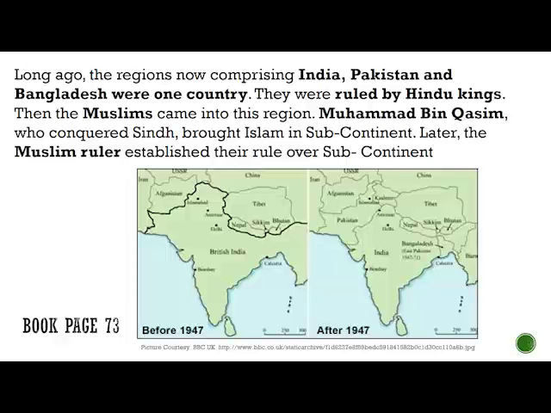So later on, आहिस्ता आहिस्ता, Muslim rulers started establishing their rule over the subcontinent. और when they captured Delhi, जब उन्होंने दिल्ली को capture किया, they ruled over the whole subcontinent. उन्होंने पूरे subcontinent को rule करना शुरू कर दिया.